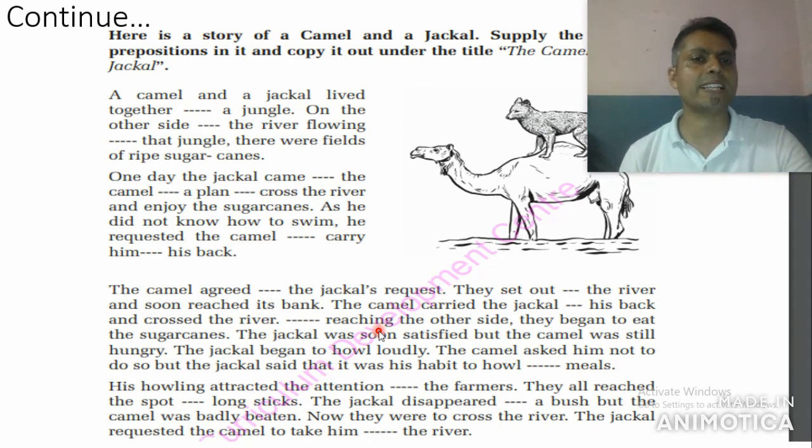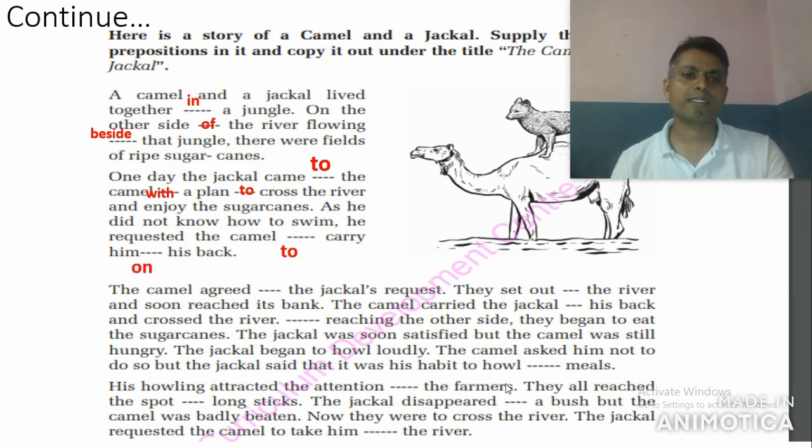A camel and a jackal lived together in a jungle. Correct answer, in a jungle. On the other side of the river flowing beside the jungle, there were fields of ripe sugar canes. Move to the next paragraph. One day, the jackal came to the camel with a plan to cross the river and enjoy the sugar canes. As he did not know how to swim, he requested the camel to carry him on his back. Okay, now let's go through another paragraph.